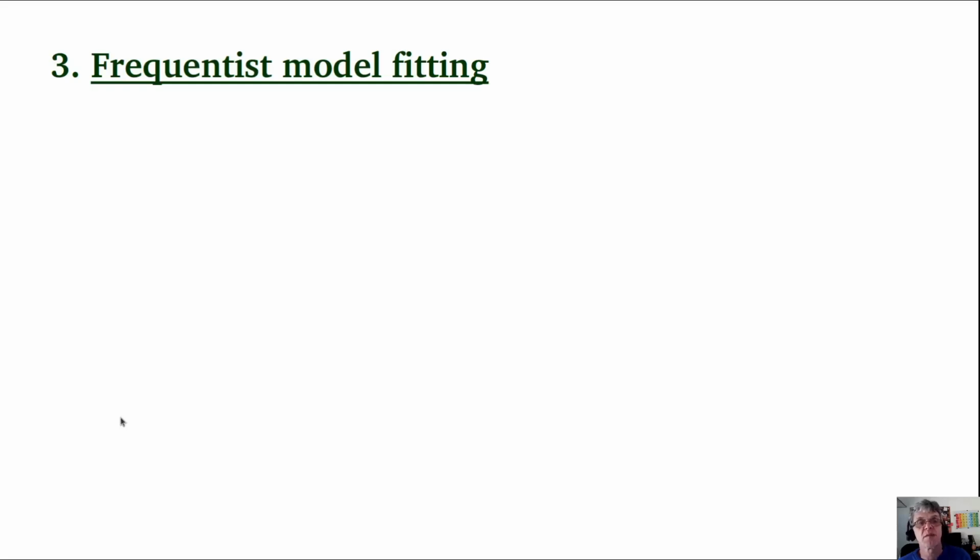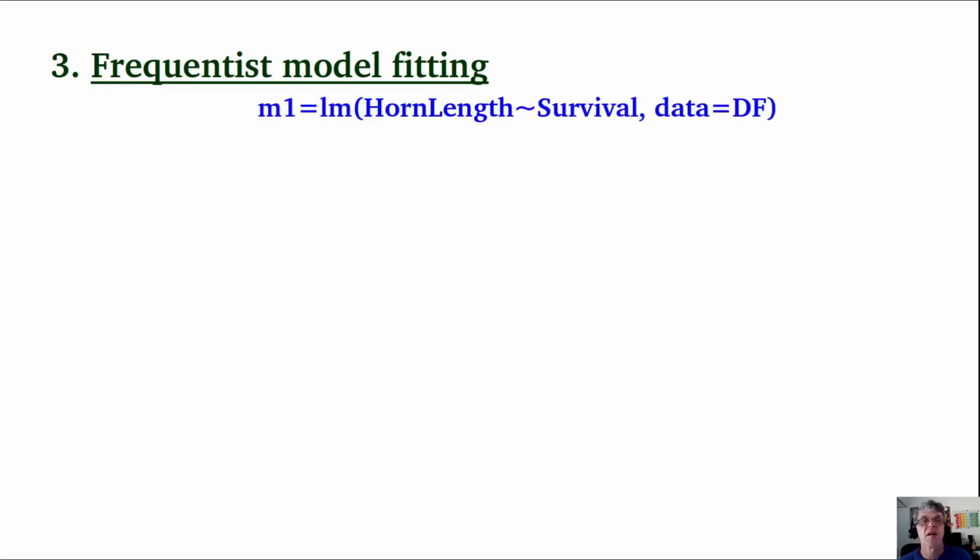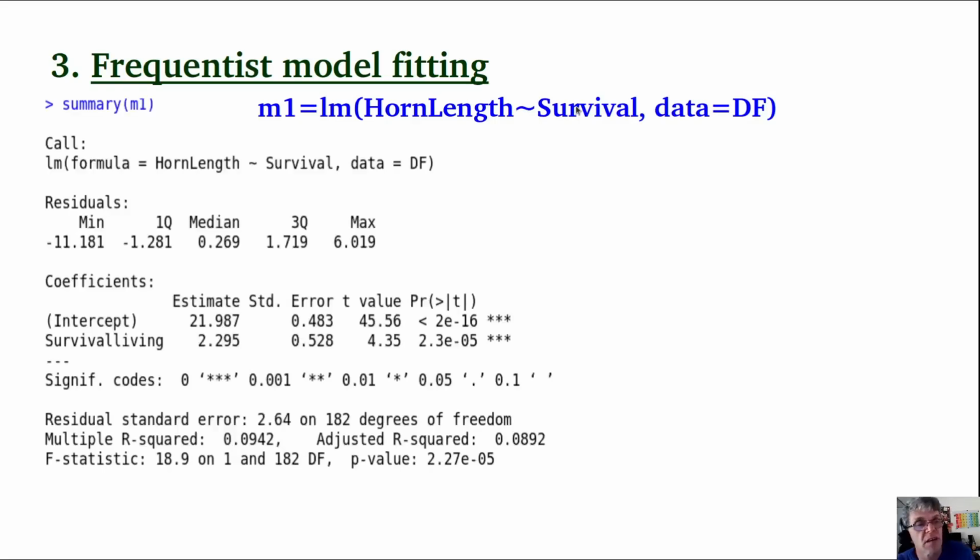So we start by doing the frequentist model fitting. The model M1 is a linear model. The response variable is separated under the categorical variable, and the summary is the following. We have the descriptive statistics of the residuals, which are of no use. The coefficients now indicate the intercept and survival living.